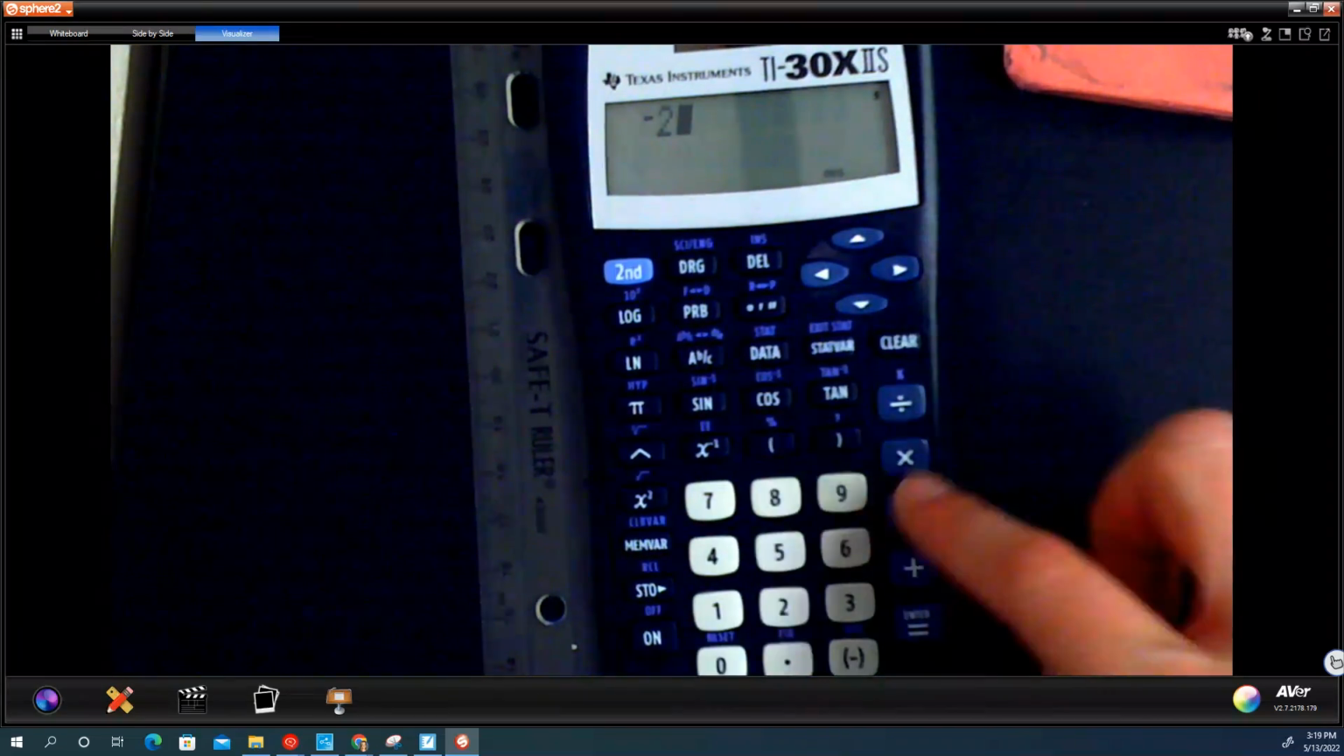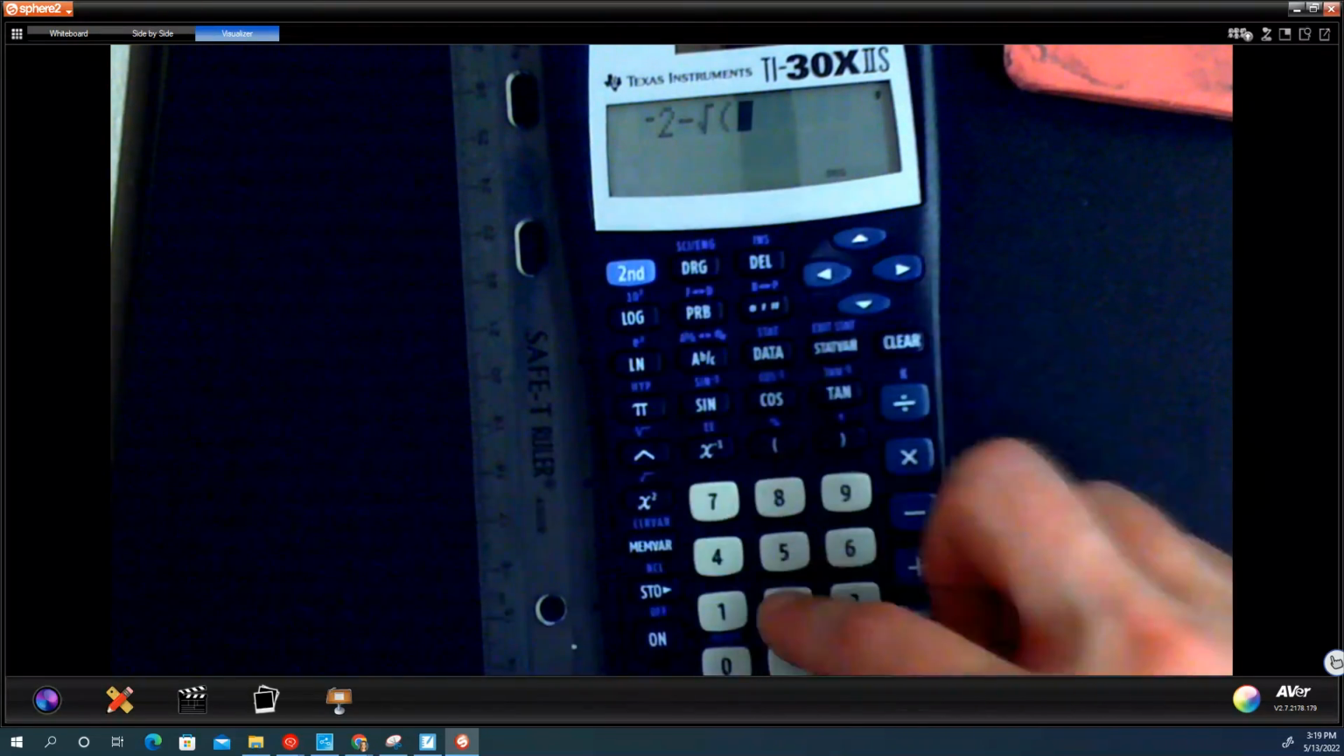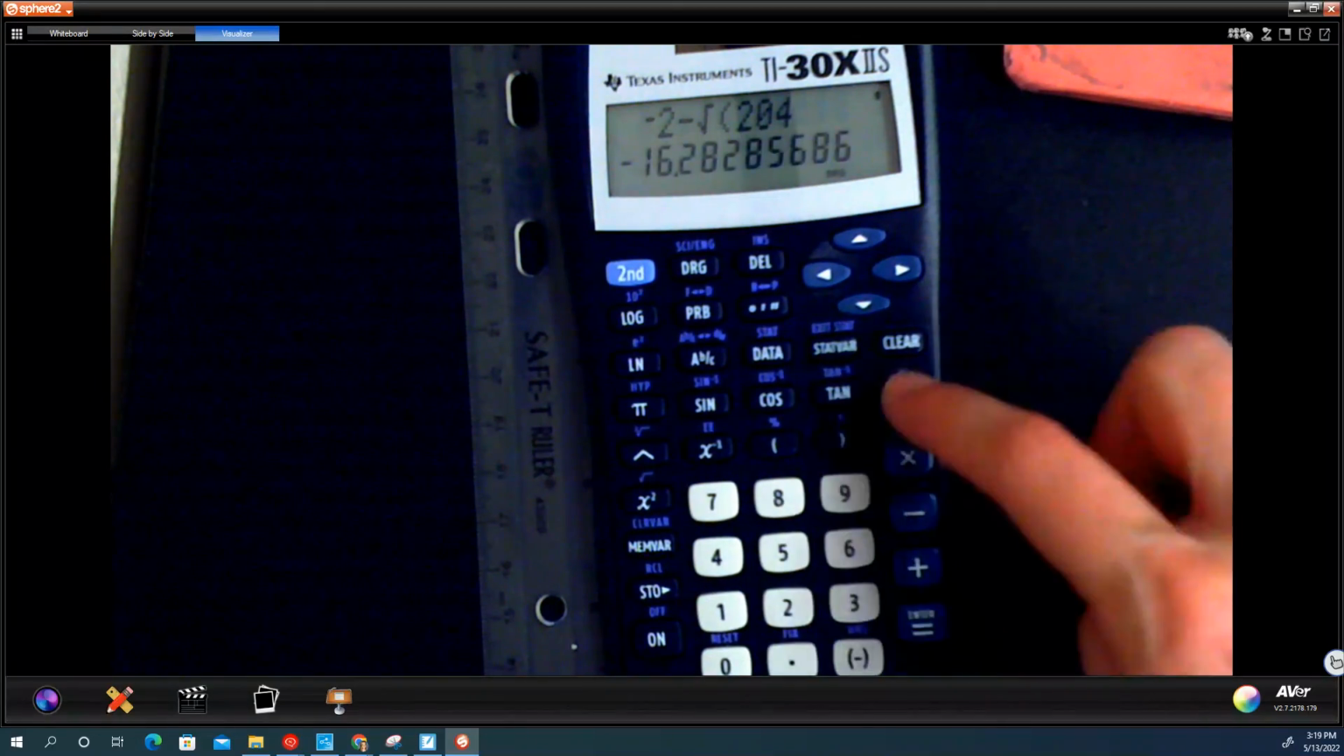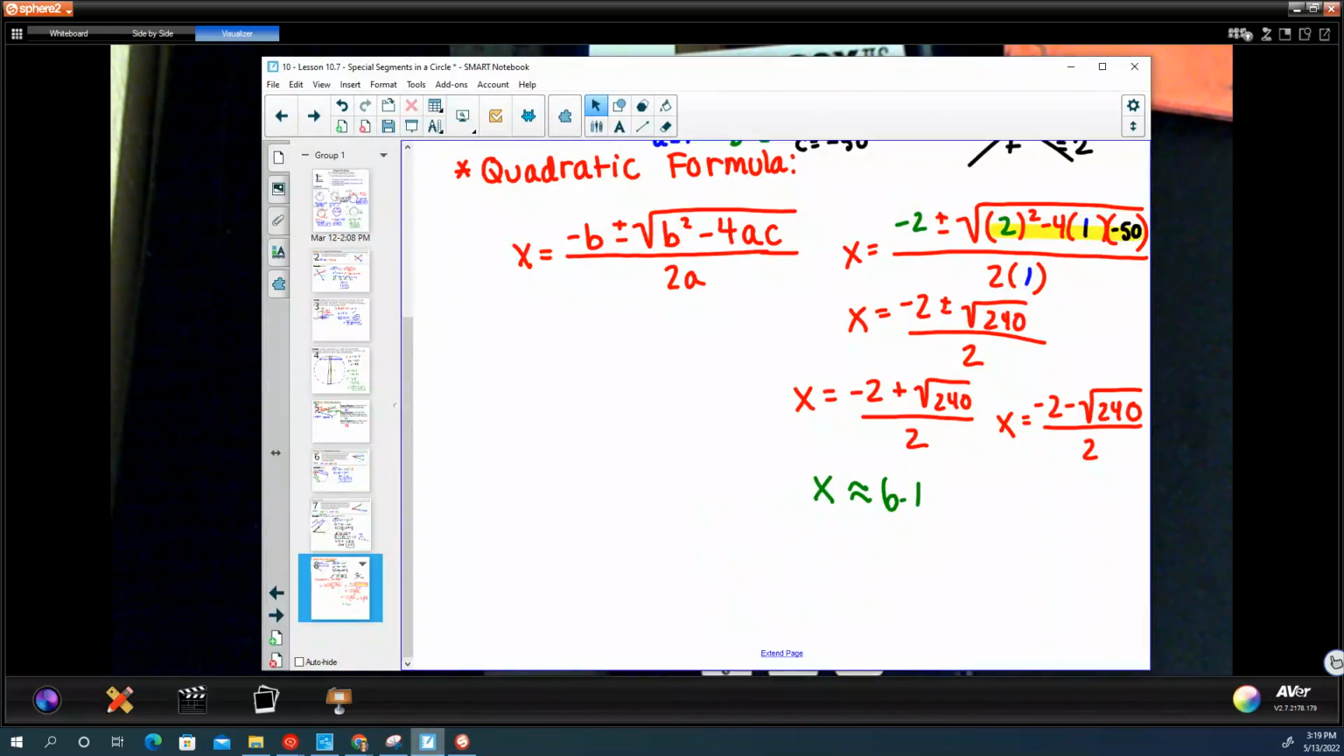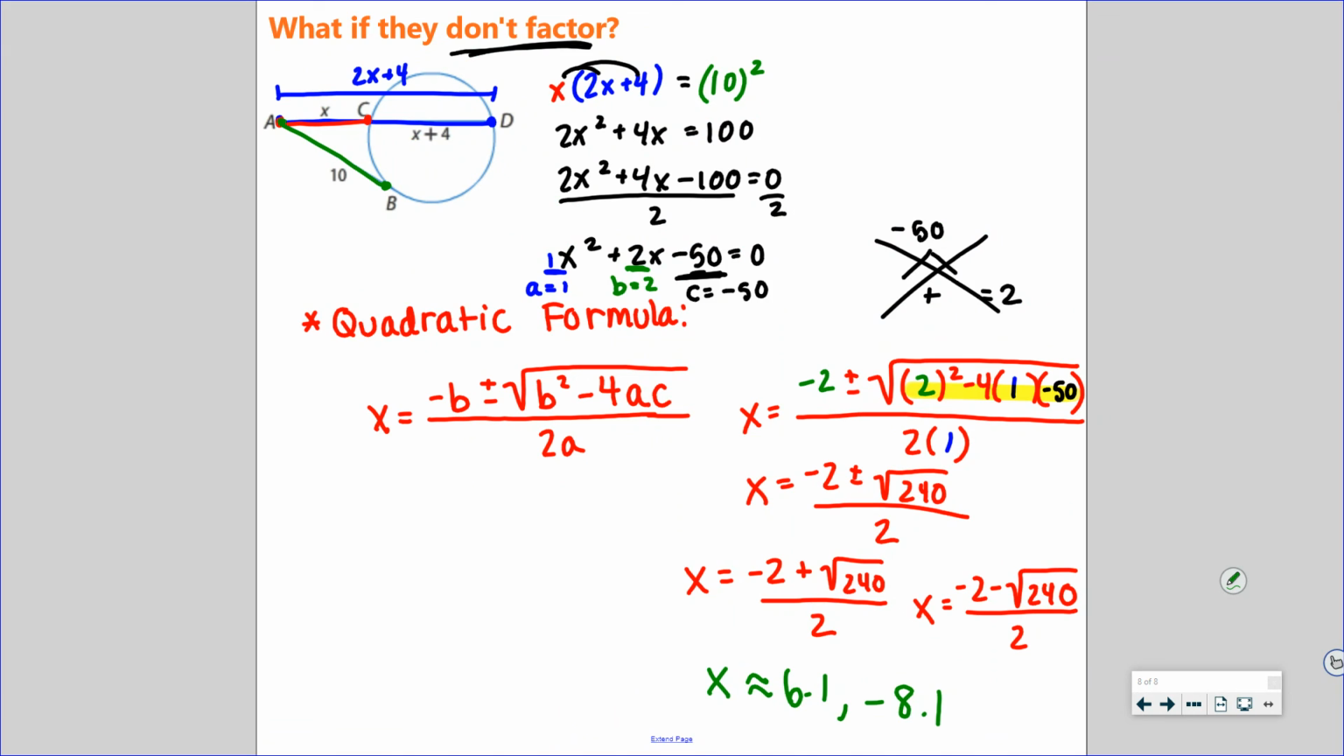Okay. Then to get my second answer, negative 2 minus the square root of 204. Enter. Divide that by 2. Negative 8.1. There are your two answers. Again, which one doesn't make sense? Negative. So 6.1 would be your answer.